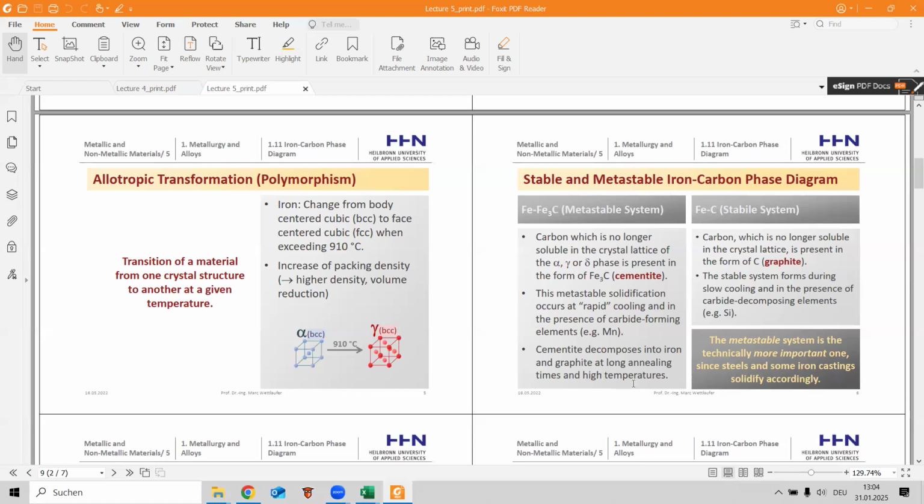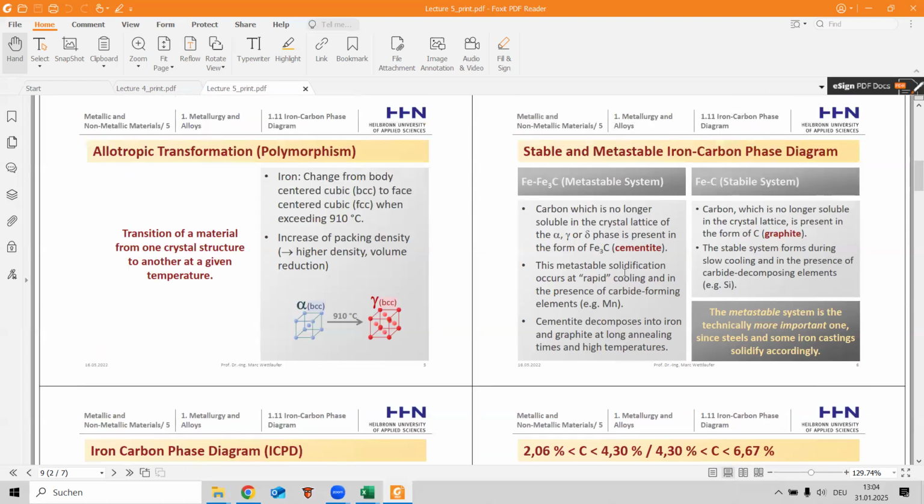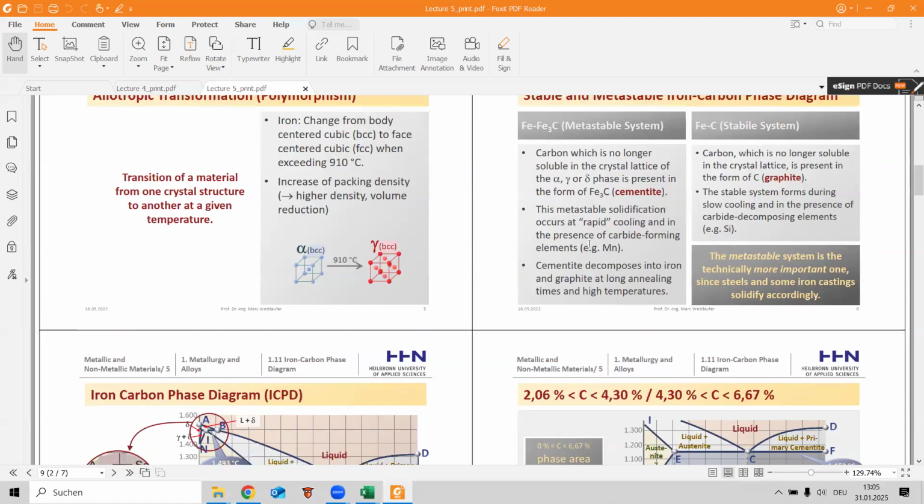High temperature. Carbon stable system: carbon which is no longer soluble in the crystal lattice is present in the form of graphite. The stable system forms during slow cooling and in the presence of graphite-promoting elements, for instance silicon. And the metastable system is technically the more important one, since steels and some iron castings solidify accordingly.